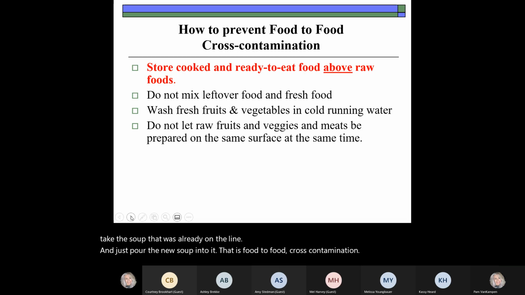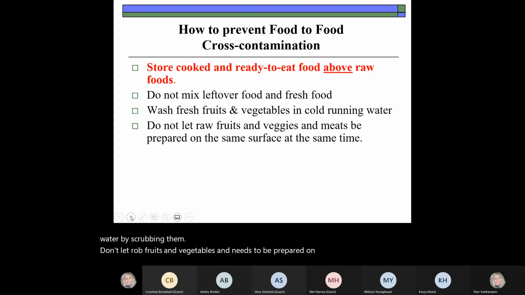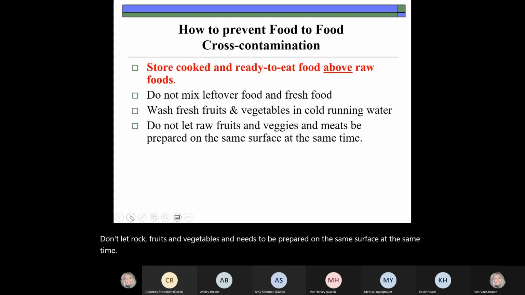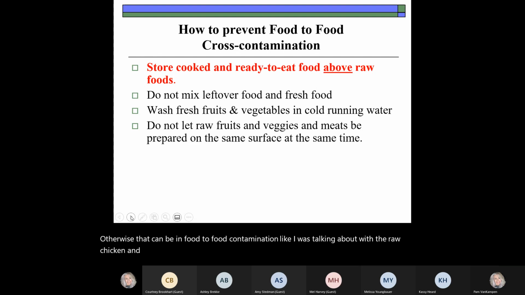Always wash your fruits and vegetables in running water and clean them with that running water by scrubbing them. Don't let raw fruits and vegetables and meats be prepared on the same surface at the same time. Otherwise, that can be food to food contamination, like I was talking about with the raw chicken and the fresh lettuce.